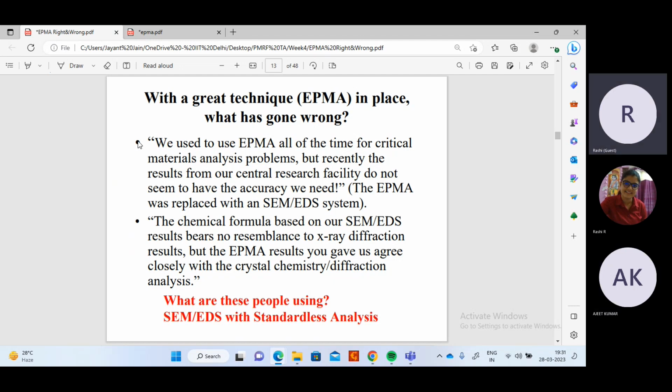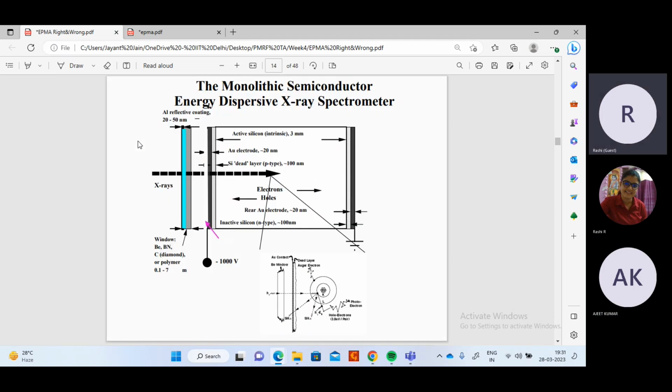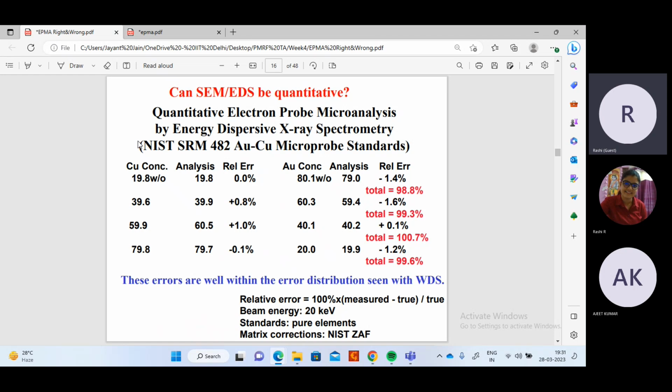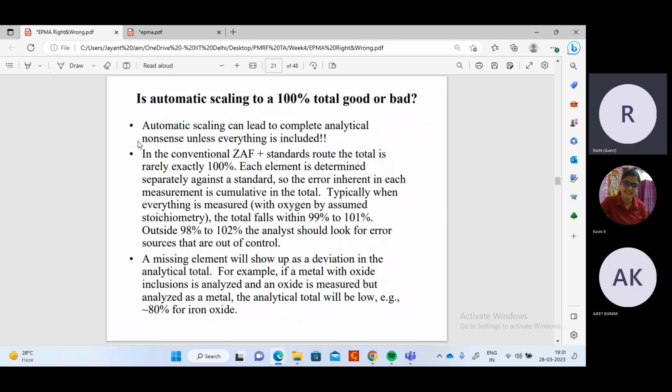Okay. You can do qualitative analysis in EPMA also, using WDS. But usually WDS EPMA is used for doing quantitative analysis. Okay. That is one thing. And this, how to prepare a standard sample, that they are asking.